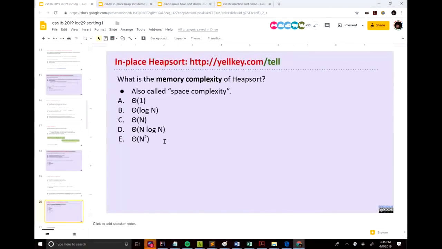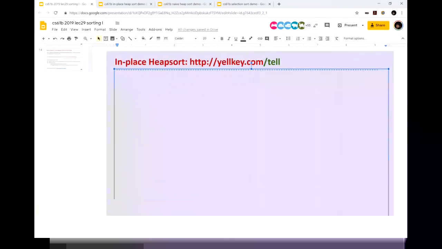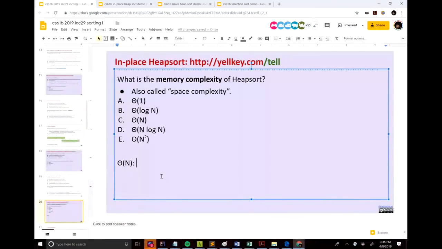One of my theta n people, talk to me. I want to know why. I got about 50-50 theta n, 50-50 theta 1, a few others. Theta n person, anybody willing to tell me why? Just a guess. A student answers: creating n spots for a min heap. All right, I'm going to say no, I'm not. Actually, I'm reusing the same array that I was given.